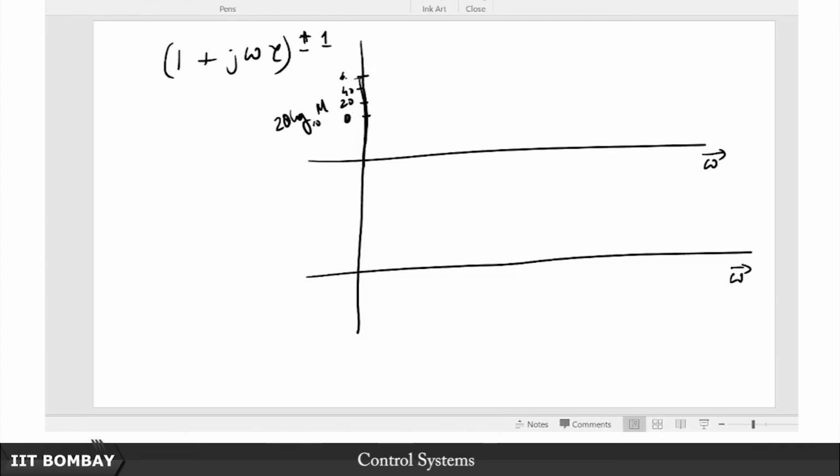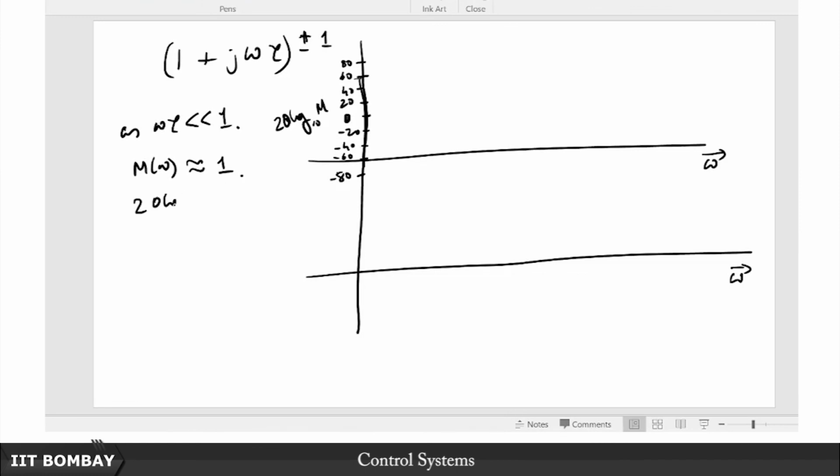Yeah, this is 60, and then 80, and so on. And this is minus 20, minus 40, let us say this is minus 60, minus 80, so on and so forth. Now, in order to draw for this, we will consider 3 different cases. 2 of them will be asymptotes and 1 will be an exact value. Okay. So, you notice that as omega tau is much less than unity, m omega is close to 1.